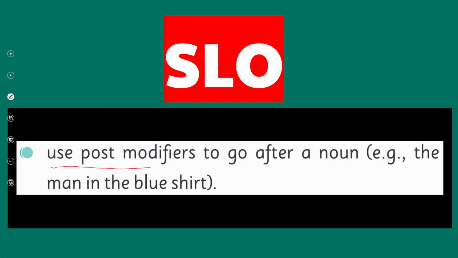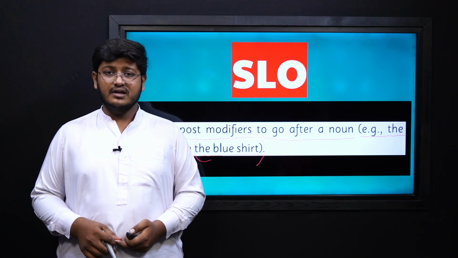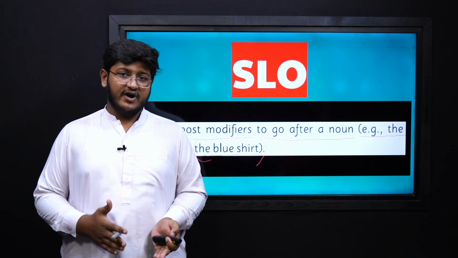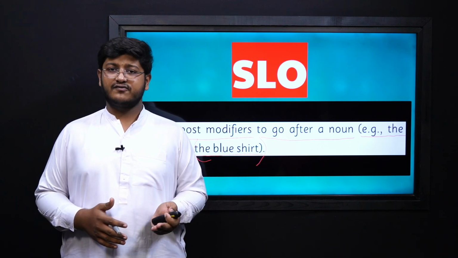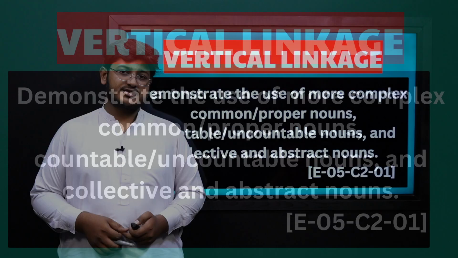The SLO is to use post modifiers that go after a noun. As the example mentioned, the man in the blue shirt. So here the blue shirt is actually a post modifier, which is also given in the SLO. So we have to discuss the post modifiers in this lecture, and we will be able to understand or identify the post modifiers by the end of this lecture. Go through the vertical linkage, you will definitely get it, and then we have to do a brainstorming activity.